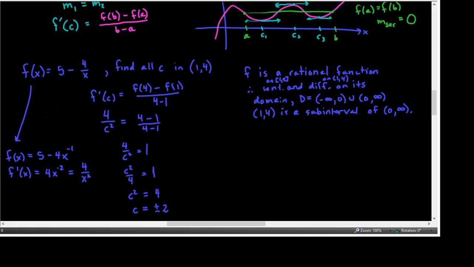Now, of those values, be careful. We only want the c value that's on our interval. It's not negative 2. It's only positive 2. So make sure your answer doesn't have that negative 2 in it. Okay.